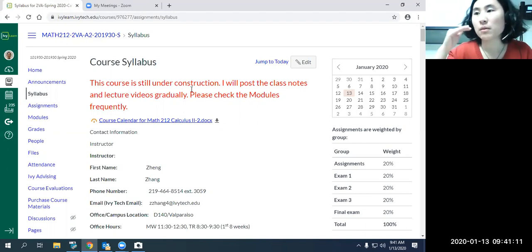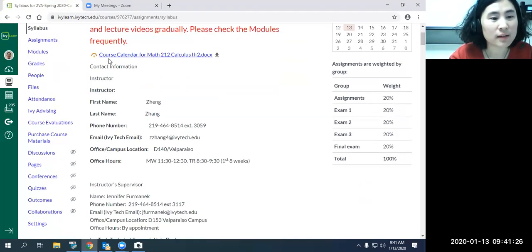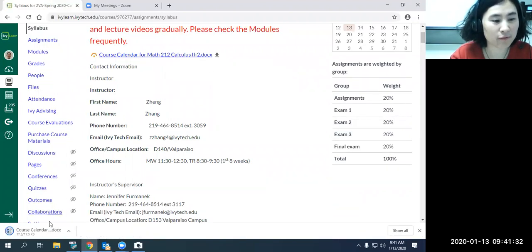I will post the class notes and lecture videos gradually through the entire semester, okay? So check the modules frequently. We'll talk about the modules soon, okay? Under modules, you'll see important stuff, okay? All right, and then this is a course calendar for this class, okay? So let me open the file.